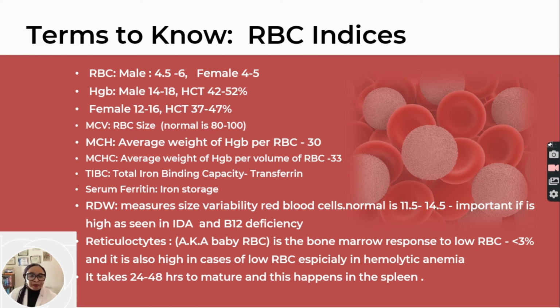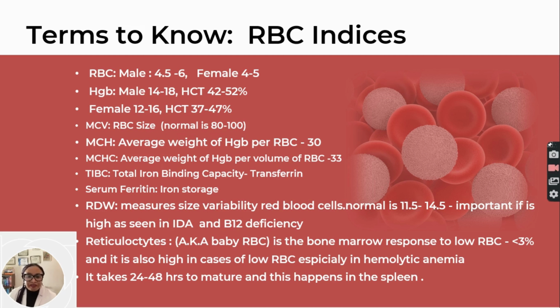Then when you think about the MCH and the MCHC, that's giving you the average weight of hemoglobin in a red blood cell. Okay, I'm going to repeat that. While MCH will give you the average weight of hemoglobin of one red blood cell, the MCHC will give you the average weight of hemoglobin per the volume of that red blood cell. So MCH, average weight of hemoglobin for one red blood cell. MCHC is the average weight of hemoglobin per the volume of that red blood cell.